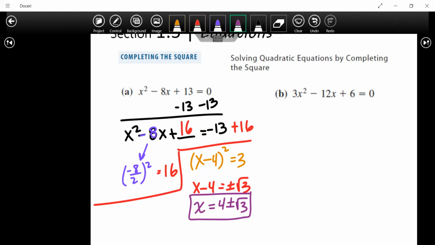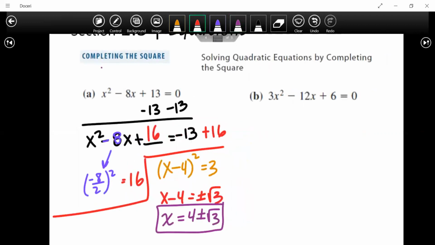So this is the easier type. A is the easier type of problem because there's really not that much changing we have to do. For the one to the right, the first thing I'm going to do again is bring over the whole number to the other side to eliminate that on my right side.